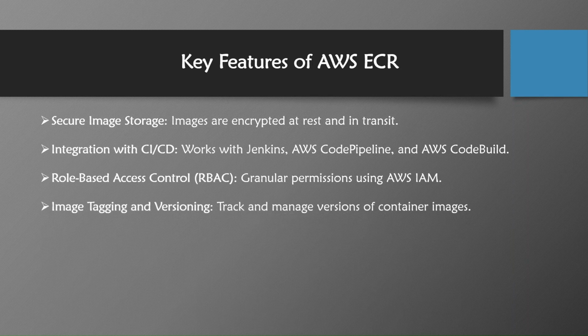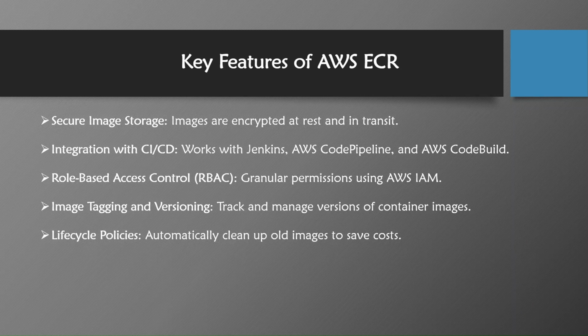Image tagging or versioning: AWS ECR allows tagging of container images with unique identifiers to track and manage multiple versions of container images efficiently. Lifecycle policies: with lifecycle policies, you can automatically remove unused or outdated container images, which helps to reduce storage cost and keep the registry clean.